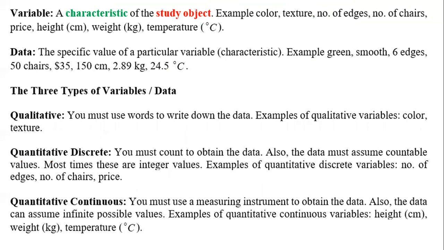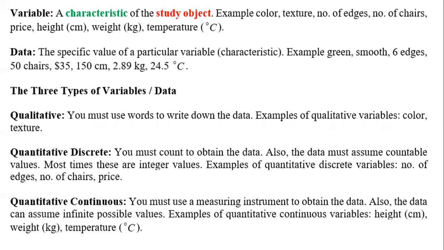So let's talk about a variable. A variable is a characteristic of the study object. Example, color, texture, number of edges, number of chairs, price, height, weight, temperature. Now the data is a specific value of a particular variable, which is the characteristic of the study object.